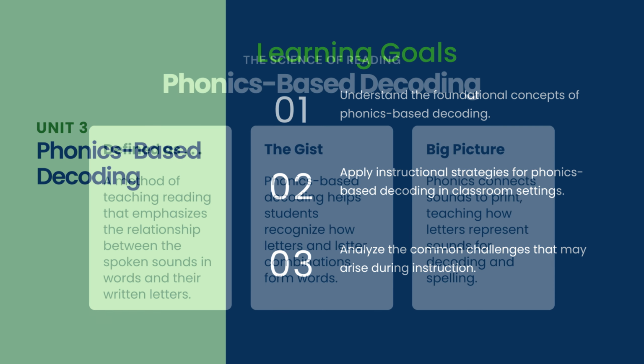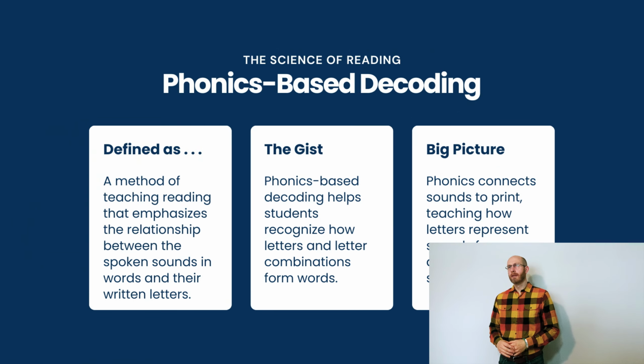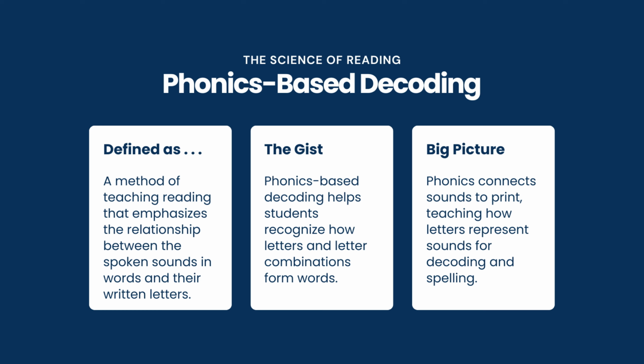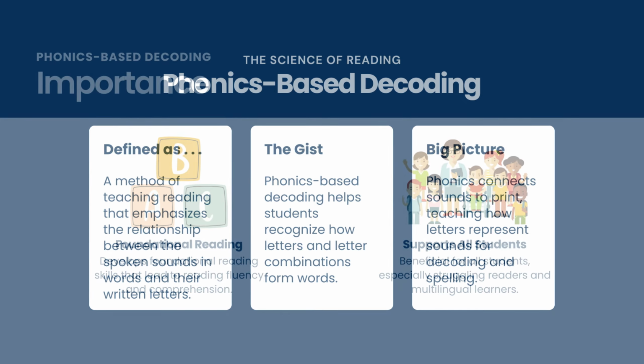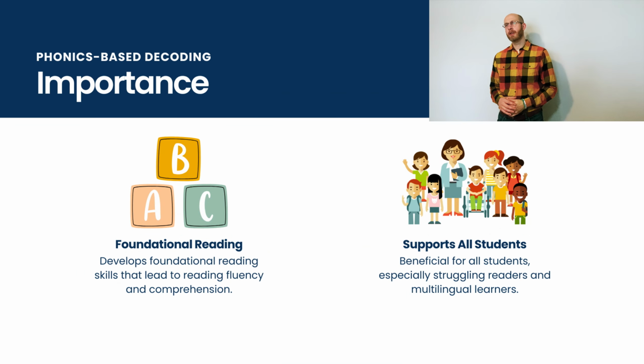Let's get started. To begin, let's define phonics-based decoding. Phonics is a method of teaching reading that emphasizes the relationship between the sounds in spoken words and their corresponding letters. The gist here is simple. By learning these relationships, students can start to recognize how individual letters and letter combinations form words. Think of this as the building blocks that connect sounds to print, teaching how letters represent sounds for decoding and spelling. Phonics-based decoding forms the foundation of reading.